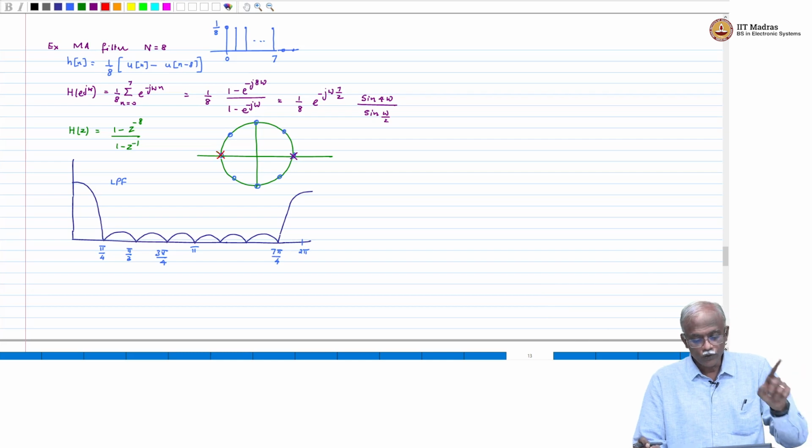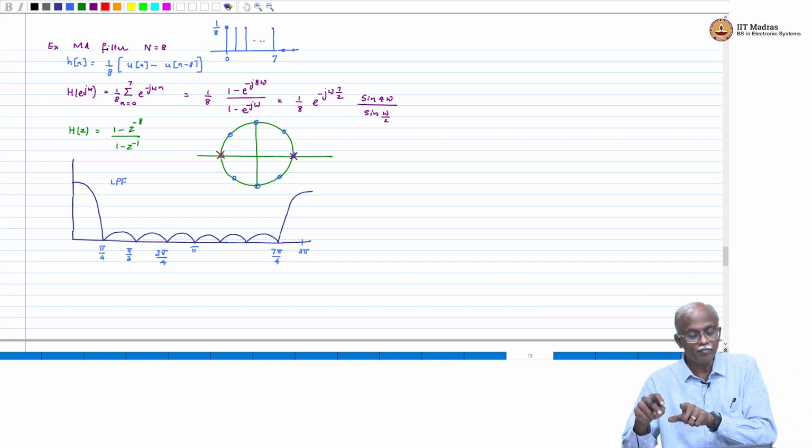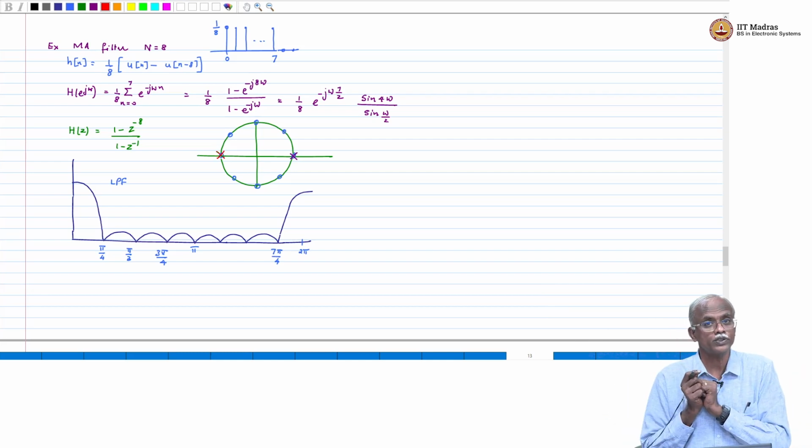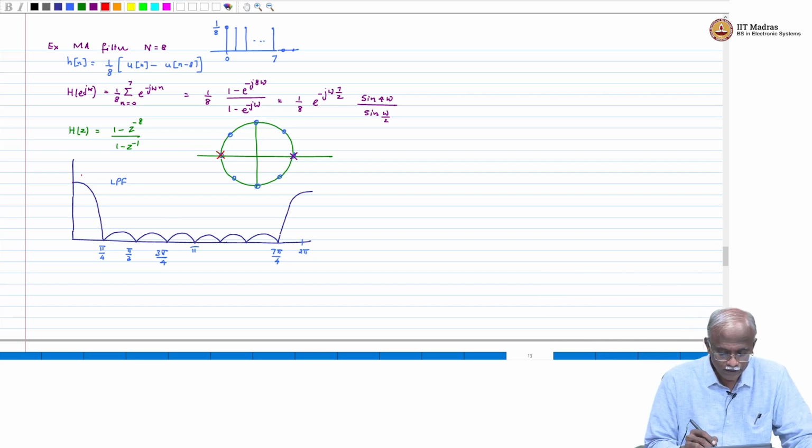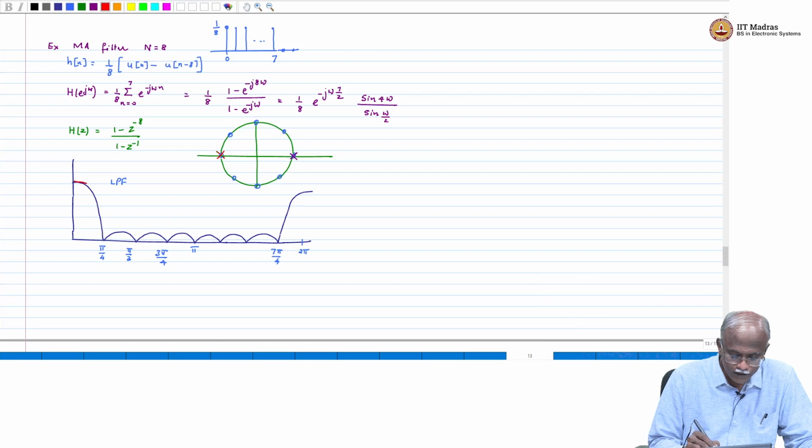Can you now sketch what the modified magnitude response is going to be? So it will start out here. I'm going to draw it in red, slightly shifted, but you can see the two graphs. The first 0, second 0. Now, there is no 0 at pi.